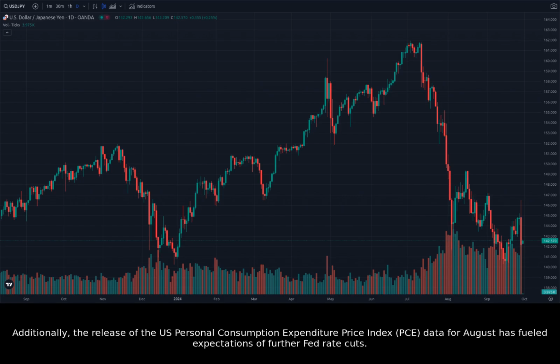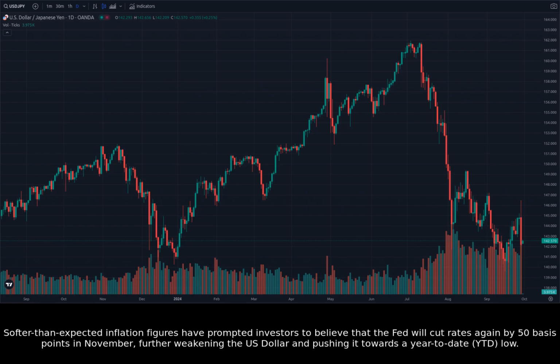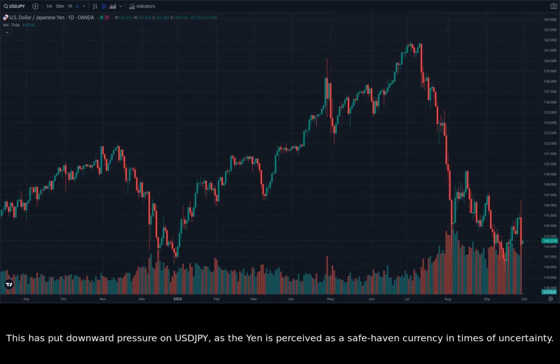Additionally, the release of the U.S. Personal Consumption Expenditure Price Index, PCE, data for August has fueled expectations of further Fed rate cuts. Softer-than-expected inflation figures have prompted investors to believe that the Fed will cut rates again by 50 basis points in November, further weakening the U.S. dollar and pushing it towards a year-to-date YTD low. This has put downward pressure on USDJPY, as the yen is perceived as a safe haven currency in times of uncertainty. These news events have created a complex backdrop for USDJPY, with competing forces influencing its movement.